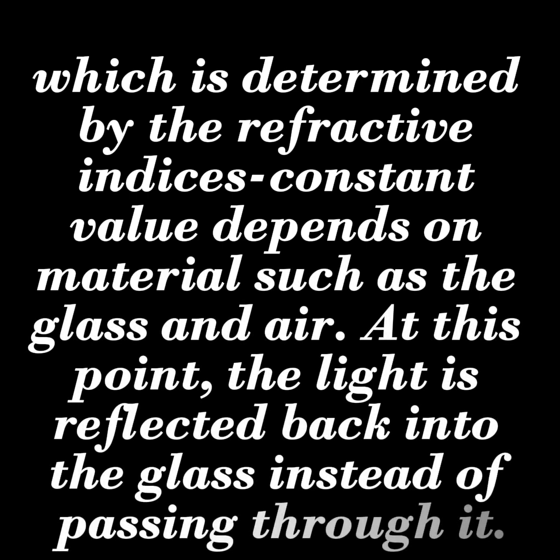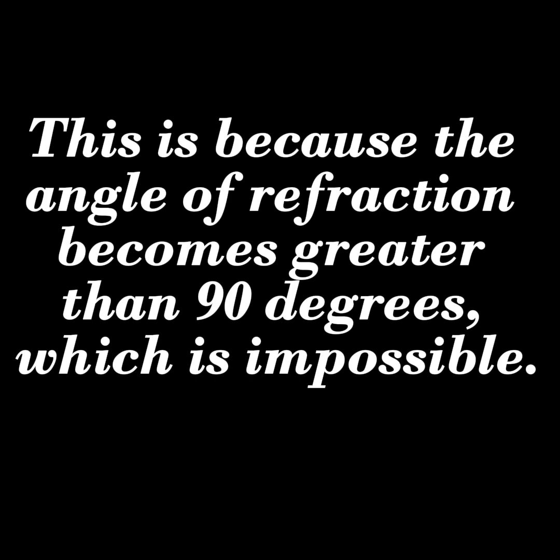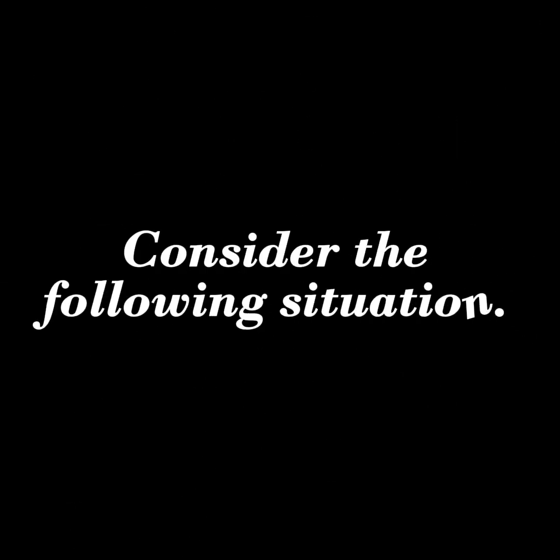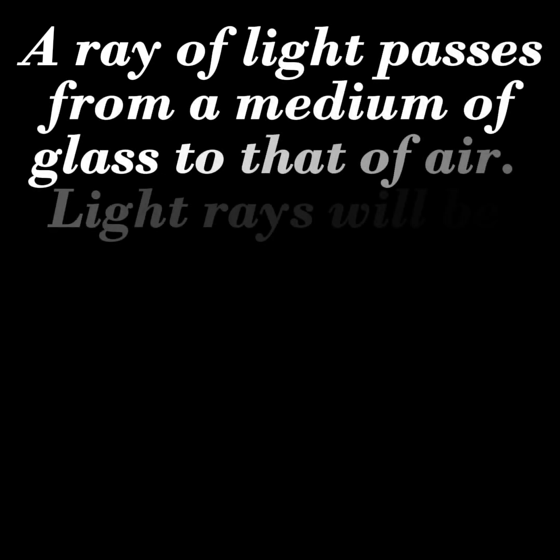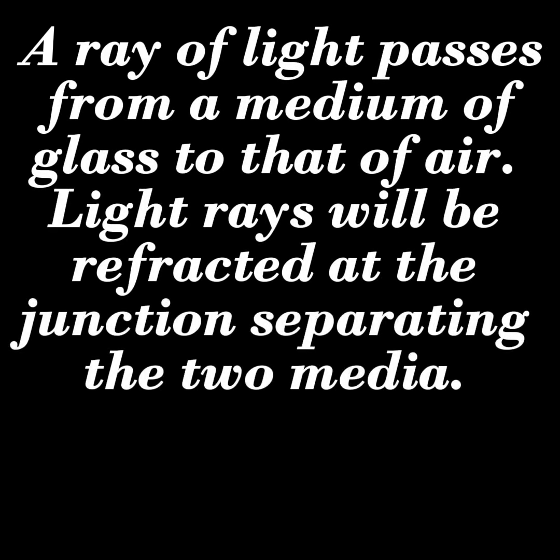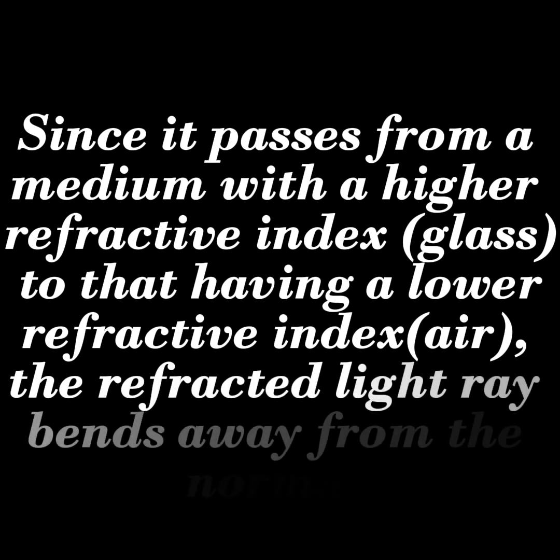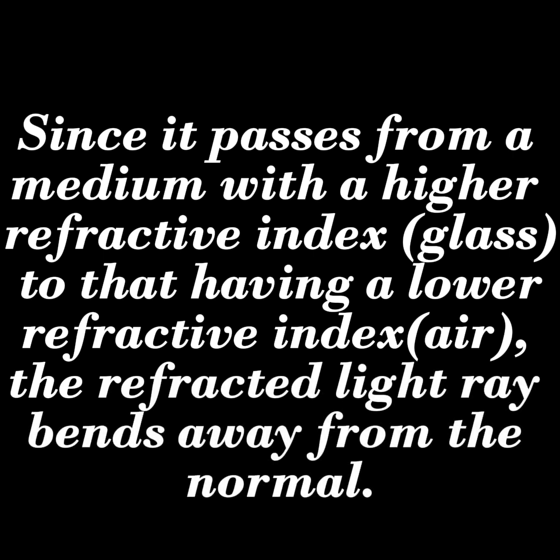At this point, the light is reflected back into the glass instead of passing through it. This is because the angle of refraction would become greater than 90 degrees, which is impossible. Consider the following situation. A ray of light passes from a medium of glass to that of air. Light rays will be refracted at the junction separating the two media. Since it passes from a medium with a higher refractive index, glass, to one with a lower refractive index, air, the refracted light ray bends away from the normal.